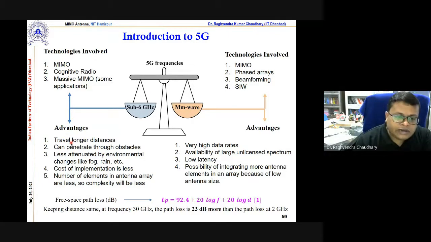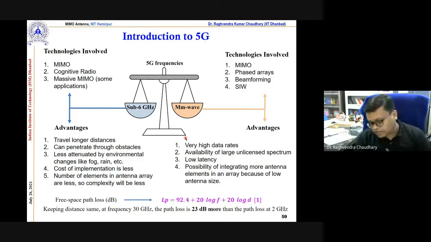So what are the advantages of sub 6? It travels a longer distance. Correct. It can connect also. The cost of implementation is less, because we already have the structure. Whereas if you're talking about the millimeter wave, we have the very good part that we have very high data rates. But the problem is that we have a very small size, and in that we have to incorporate a number of elements, because the frequency is very high. Correct. So both have advantages and disadvantages.